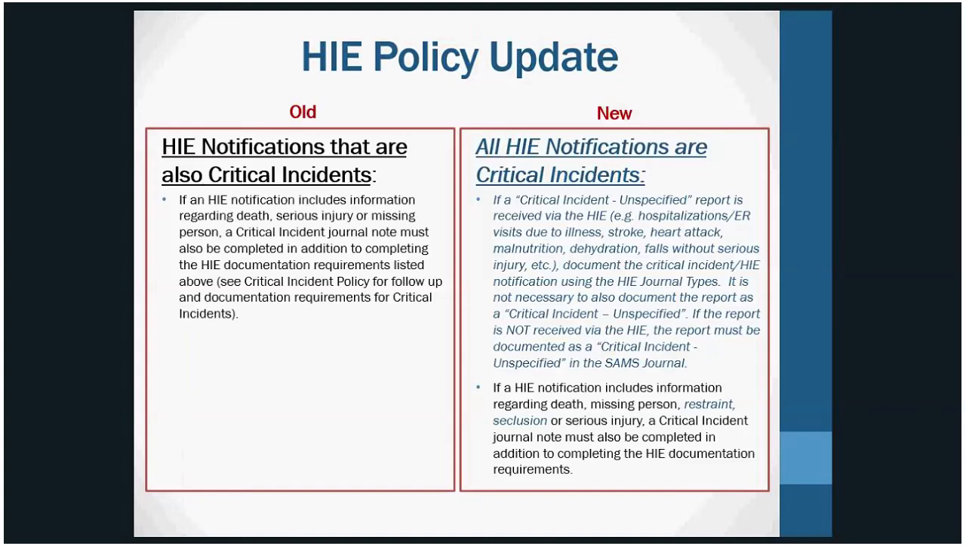However, if it's a critical incident unspecified report, so hospitalizations, ER visits due to illness, stroke, heart attack, malnutrition, dehydration, all the critical incidents that don't fall under one of those five, you only need to document the critical incident HIE notification using the HIE journal types. It is not necessary to also document the report as a critical incident unspecified. If the report is not received via the HIE, the report must be documented using the critical incident unspecified journal types. So in other words, critical incident unspecified reports do not need to be documented under both journal types, but must be documented under one or the other. And how you determine that is where you receive the notification.